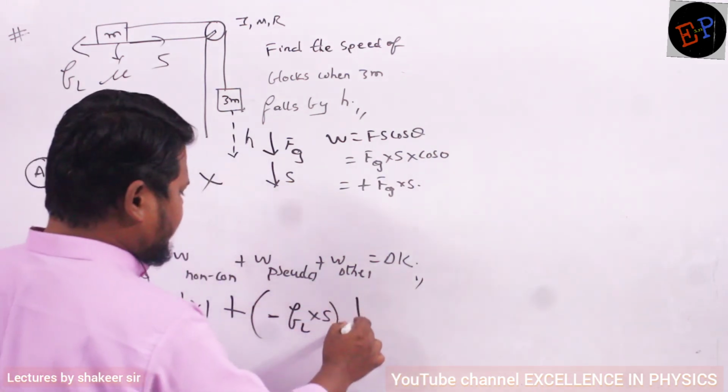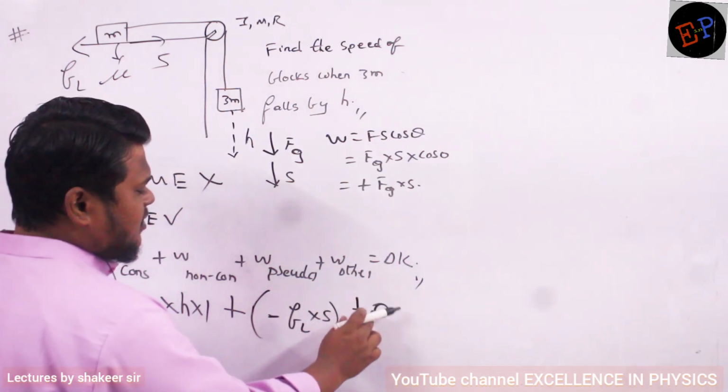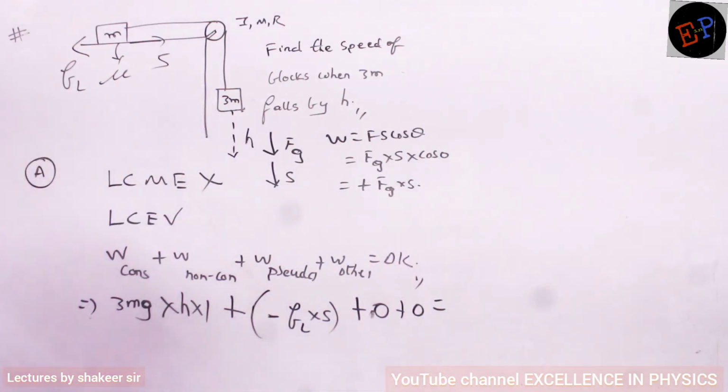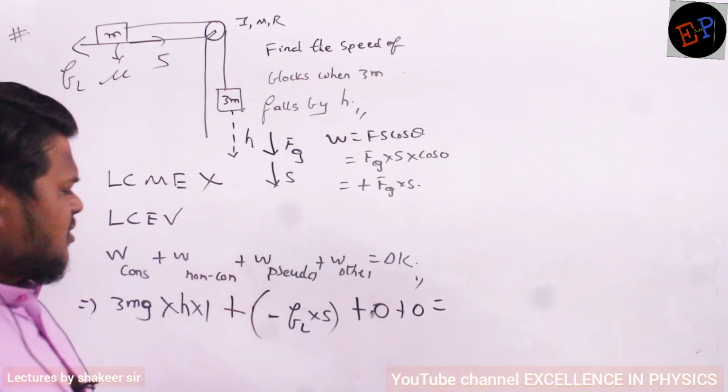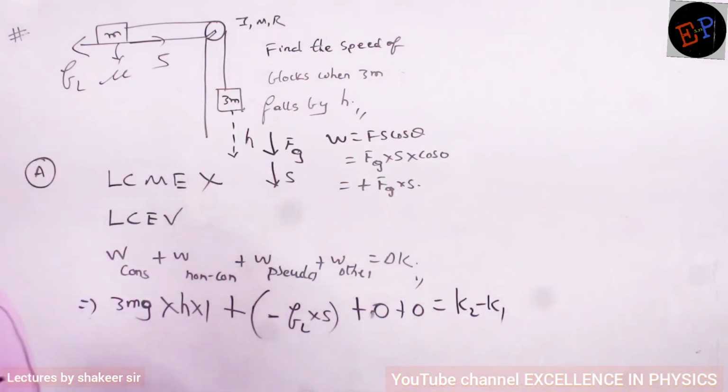Pseudo forces: we are not taking any accelerated frame, so the pseudo force work done is 0, and work done by other forces is also 0. So this is equal to the total change in kinetic energy. Total change in kinetic energy means I have to write K2 minus K1, final kinetic energy minus initial kinetic energy. Now substitute all the values.